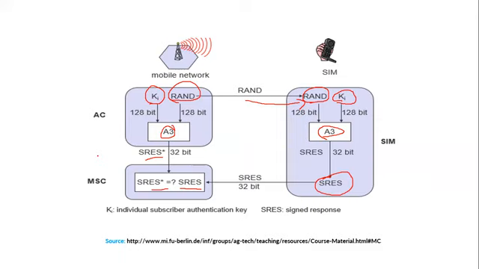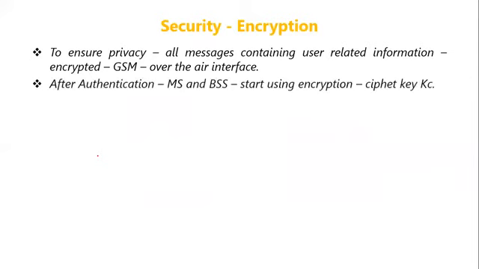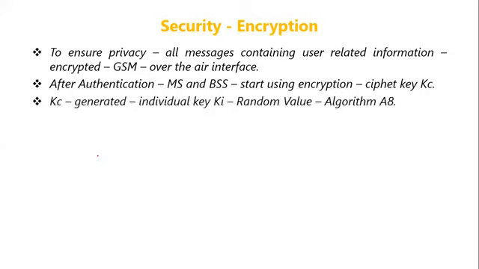Okay. Next, let us see how encryption works. Basically, encryption is done to ensure privacy. Okay. So all messages containing user-related information are encrypted over the air interface. After authentication, the mobile station and the base station subsystem can start using encryption by applying the cipher key Kc. Okay. Kc is generated using the individual key Ki and a random value by applying the algorithm A8.